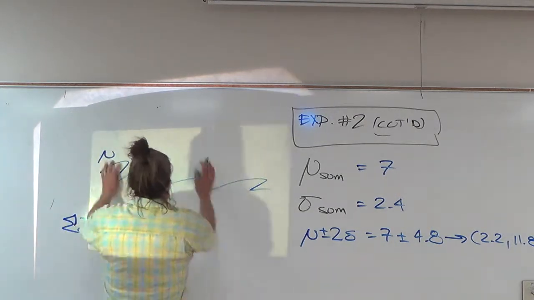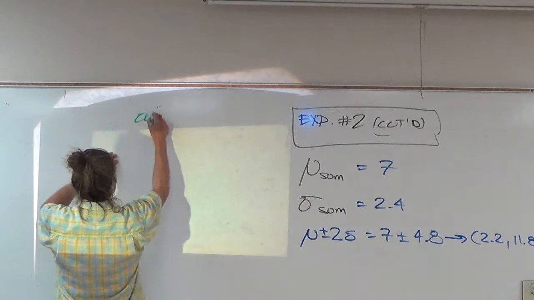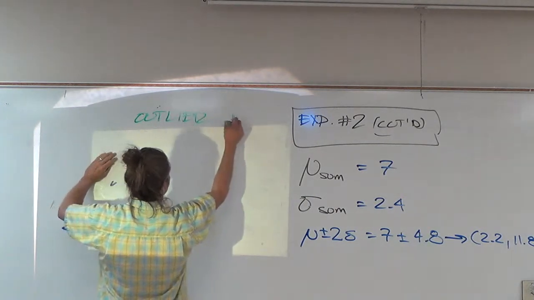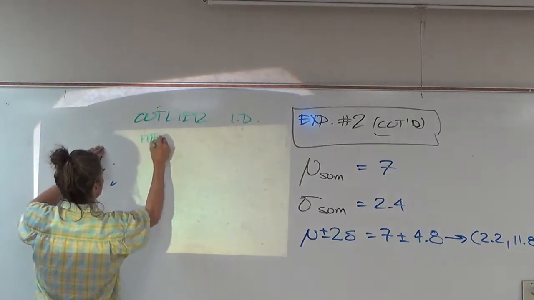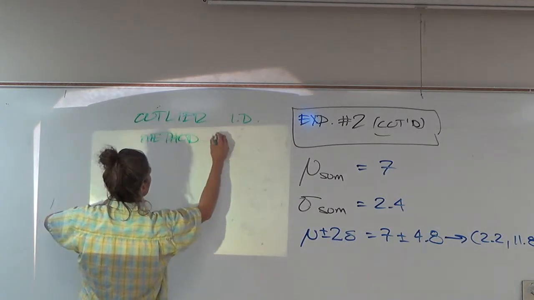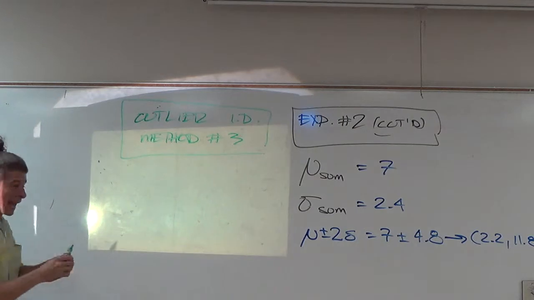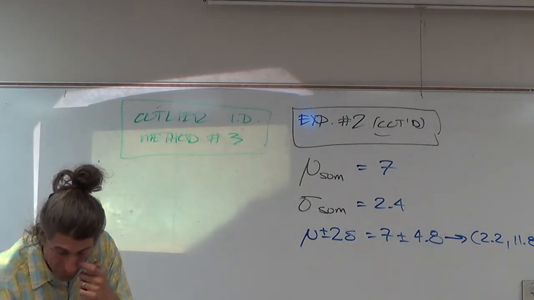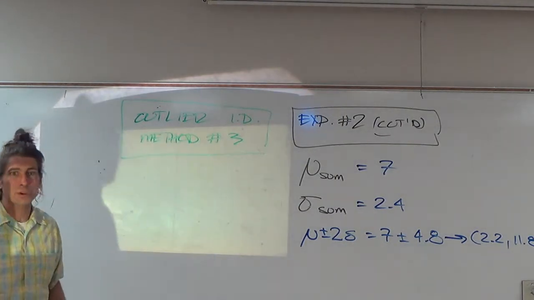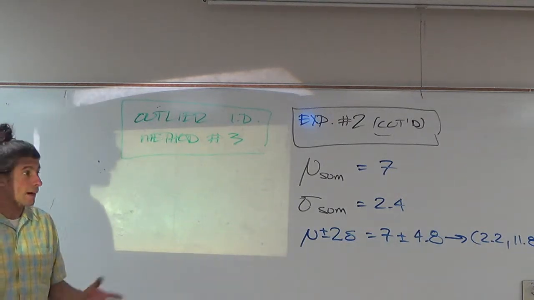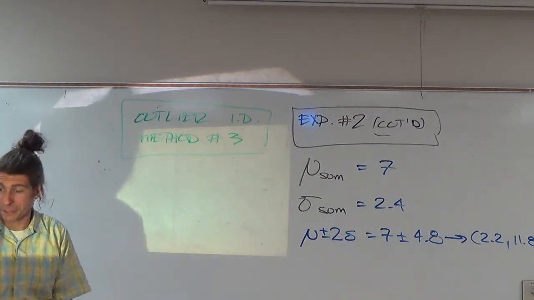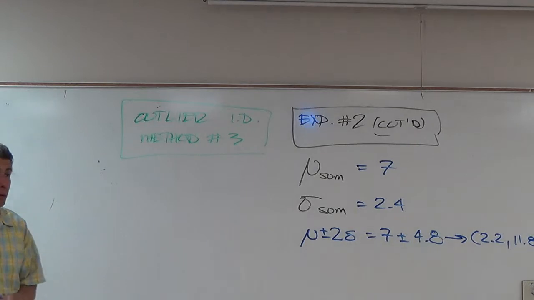Here we go. You ready? Outlier ID method, number 3. And this is actually the underpinnings of Math 244. Honestly, this outlier ID method right here is kind of what Math 244 is built around.